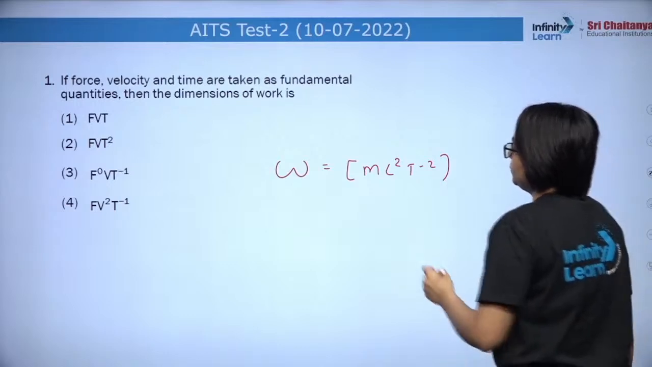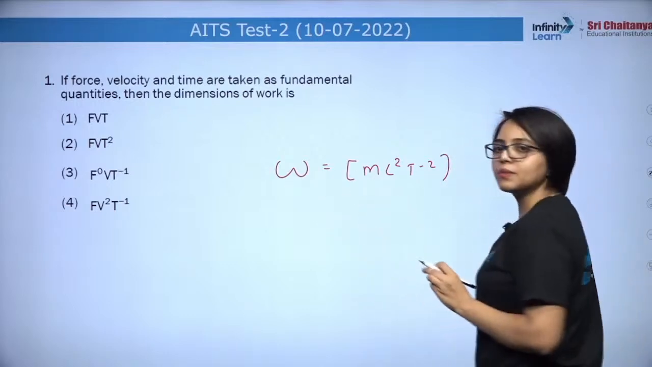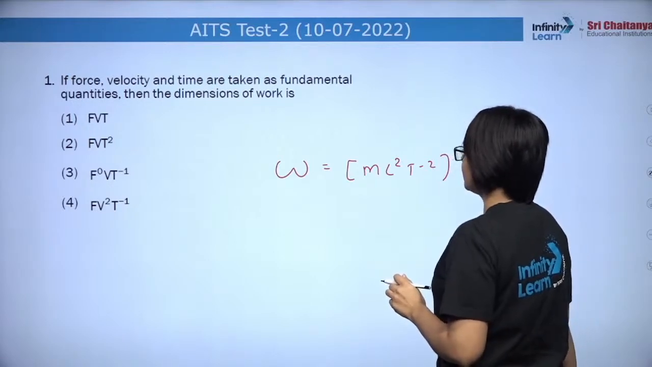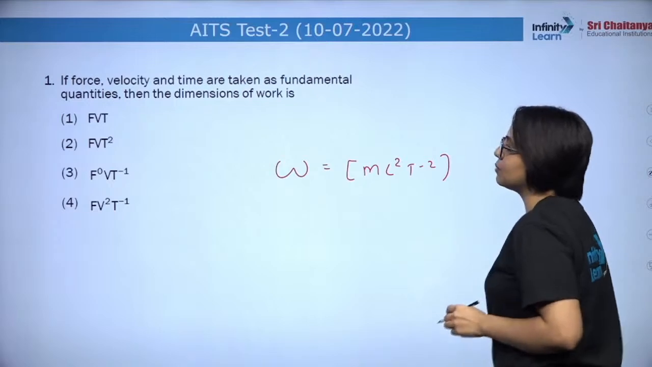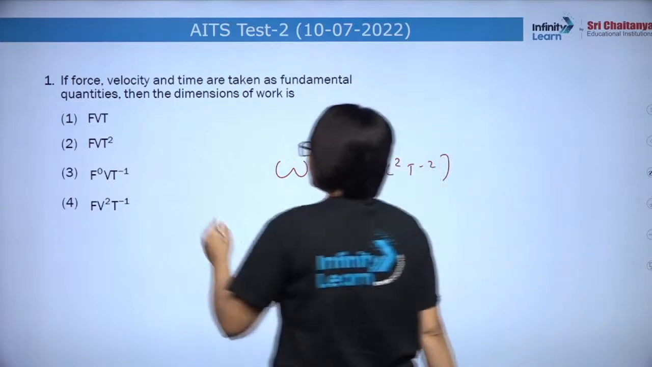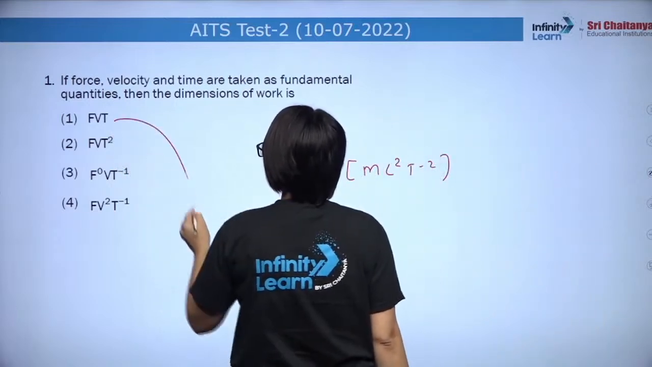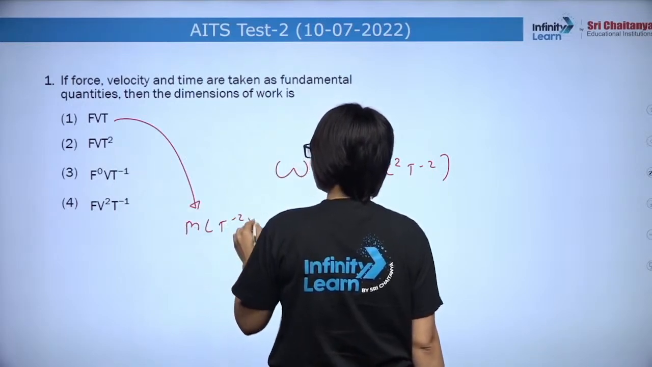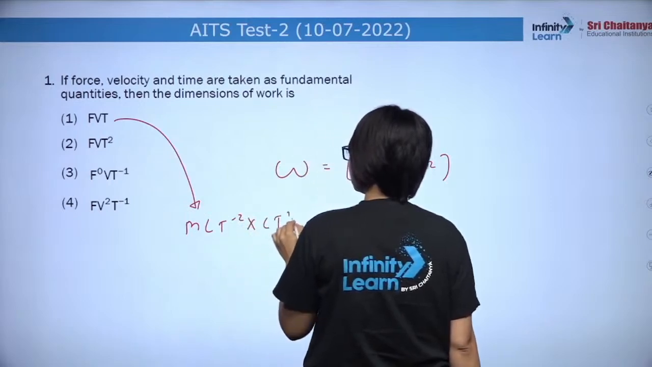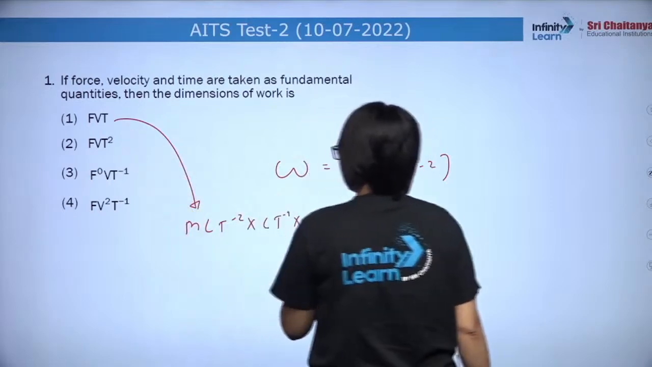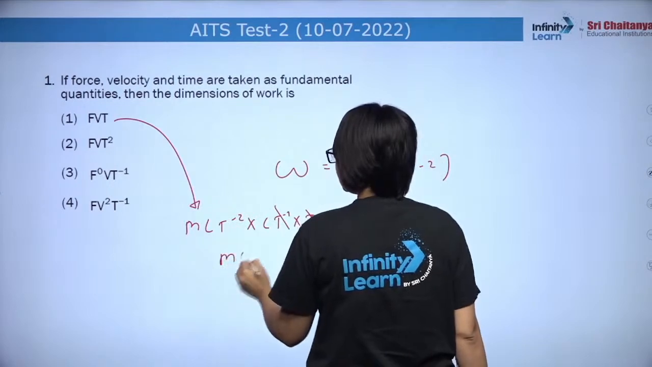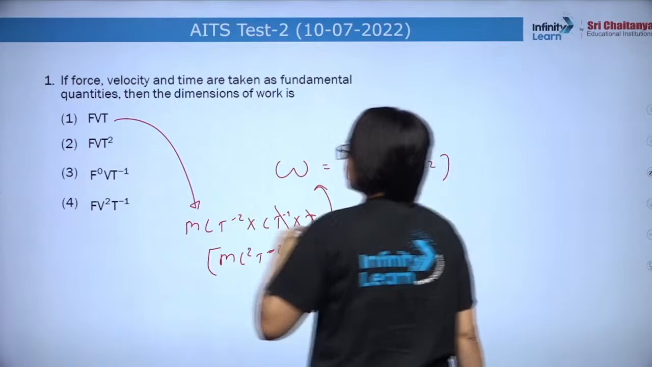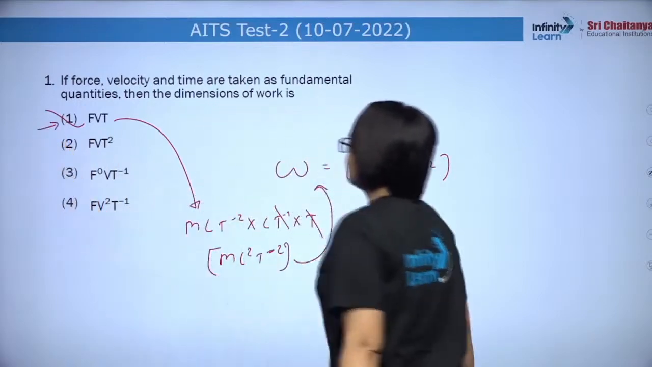Work is force into displacement. Force is MLT⁻², displacement is L. So it will be ML²T⁻². Now, if you multiply the dimensional formulas of force, which is MLT⁻², velocity, which is LT⁻¹, and time, which is T, the T cancels. So you will get ML²T⁻², the same dimensional formula as the work done. So the correct answer is option 1.